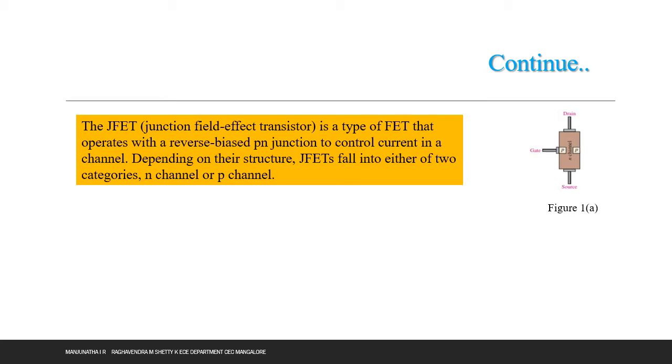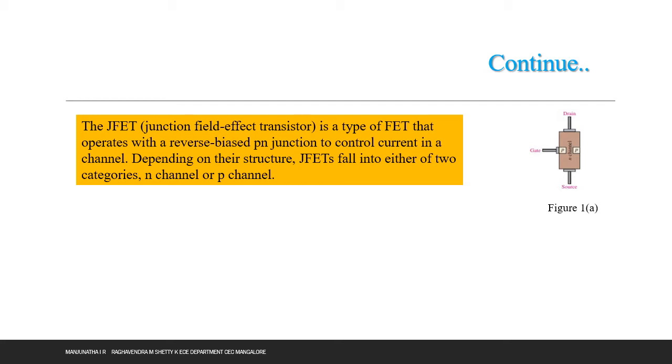The reason is, the middle portion of the device, if we observe, is N channel majority. In the N channel or N region, two small P regions are fabricated. In N channel, majority charge carriers are electrons, minority charge carriers are holes. In P region, it is vice versa. Majority charge carriers are holes and minority charge carriers are electrons.